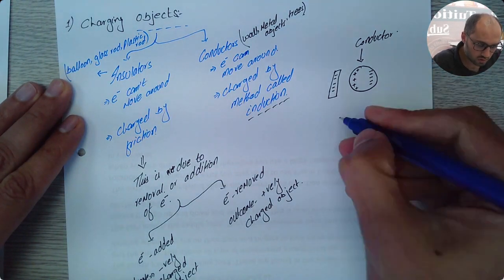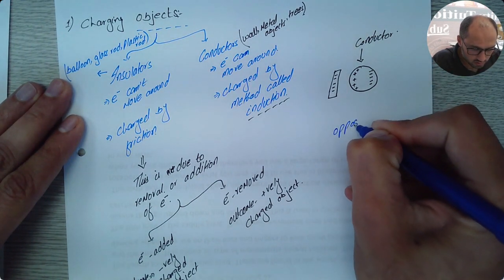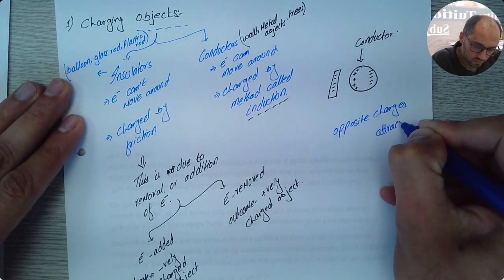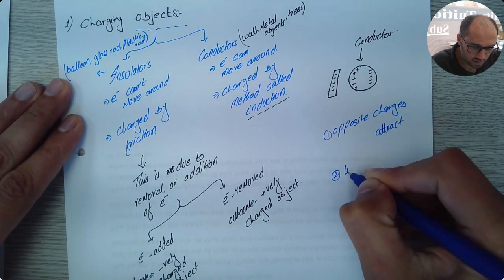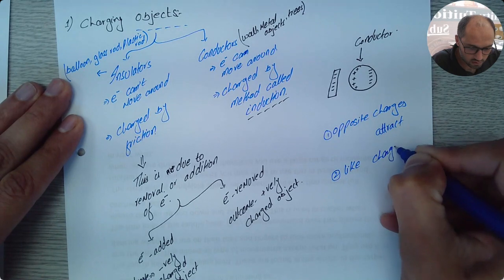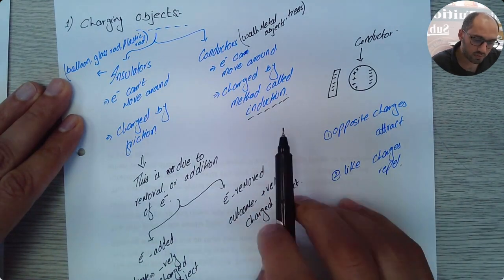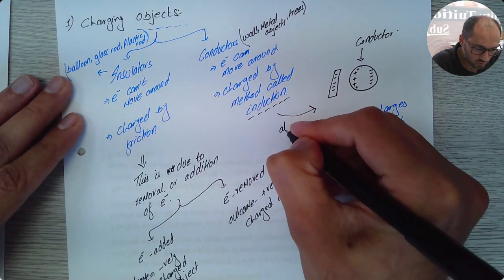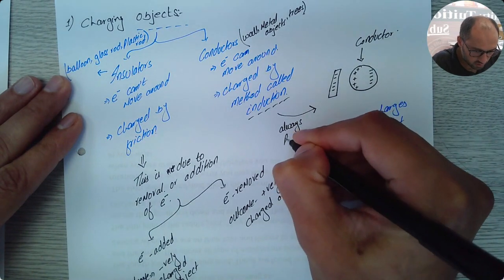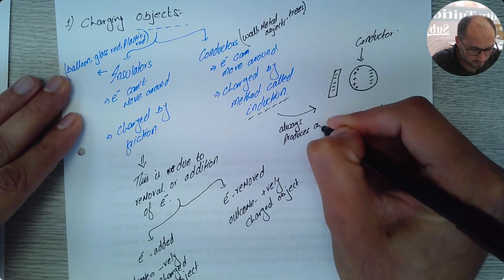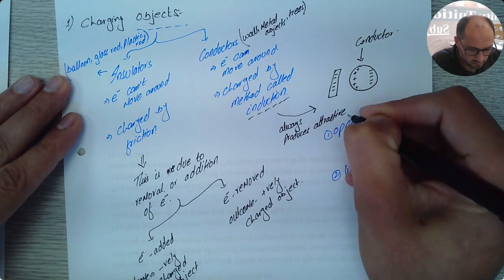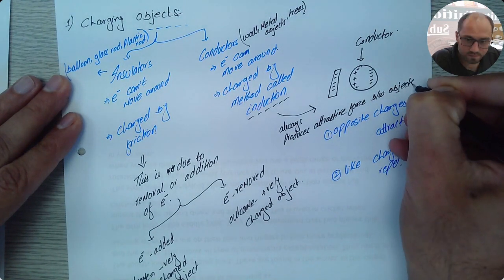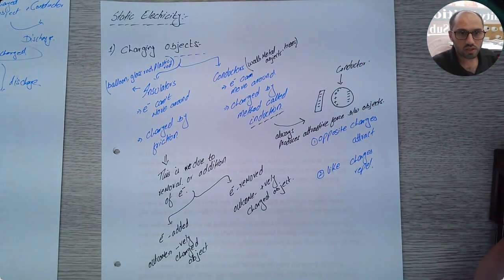And we know opposite charges attract, while like charges repel. Whenever induction will take place, it will always produce attractive force between objects. This is all you need to know on the section called charging objects.